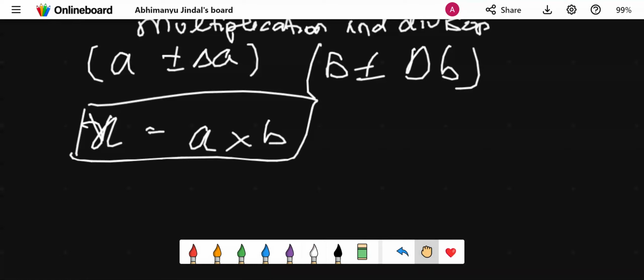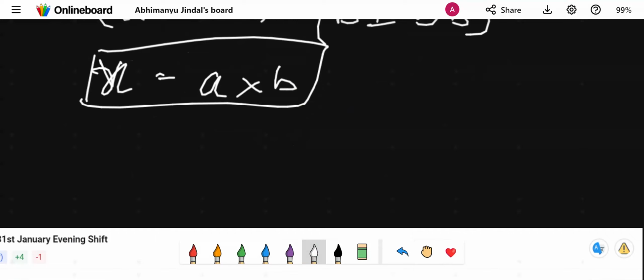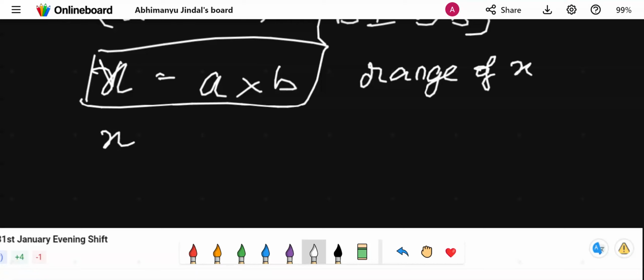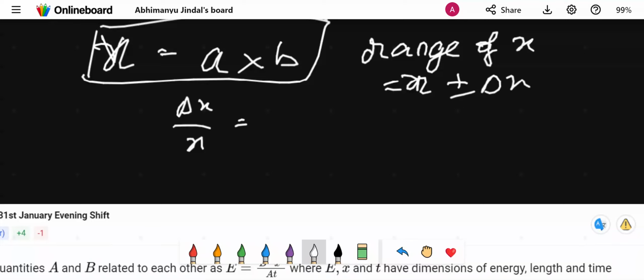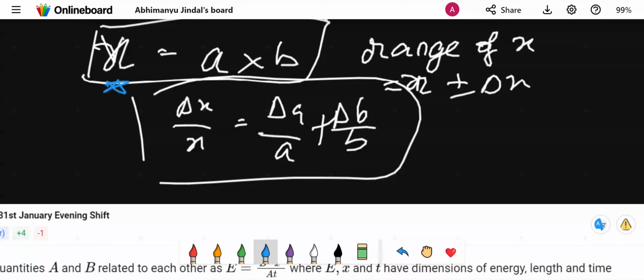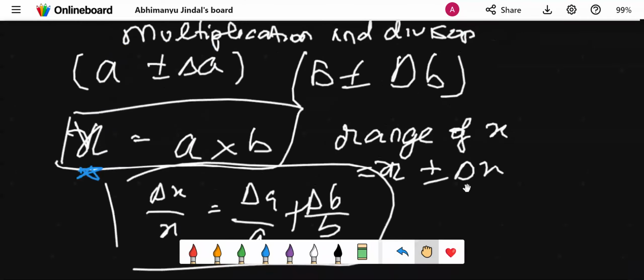So if x equals a times b, let's find the range for x. Range of x is, so x equals a times b, and delta x equals, now here is the rule. It's not about just doing a times b. The rule is to do delta x by x. Let's say the range of x is x plus minus delta x. Then delta x by x equals delta a by a plus delta b by b. This is the rule. Follow this and you can solve any question on multiplication or division.